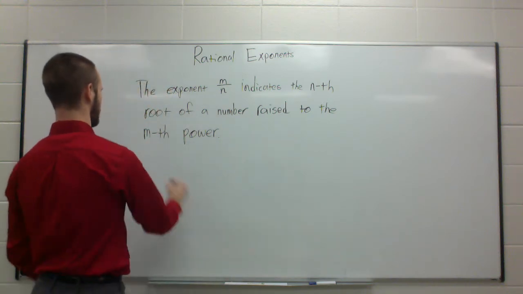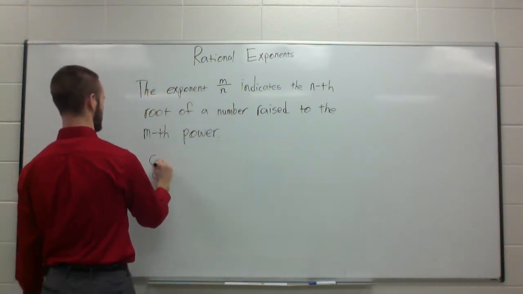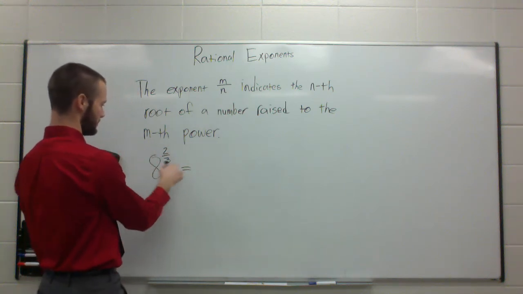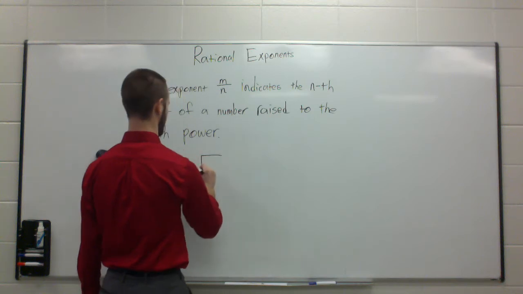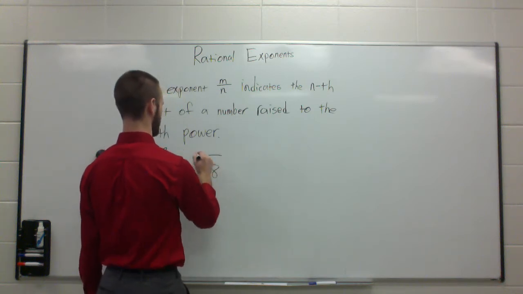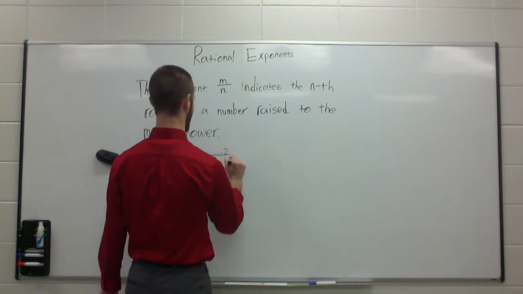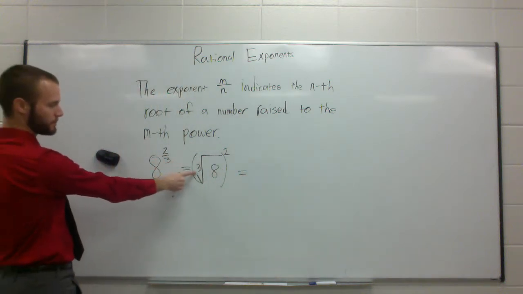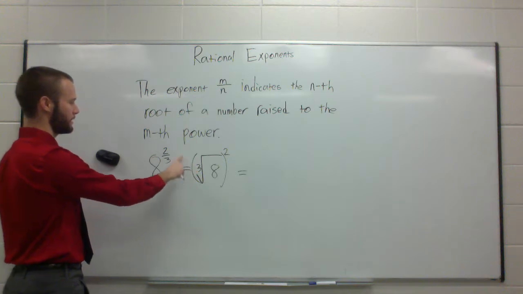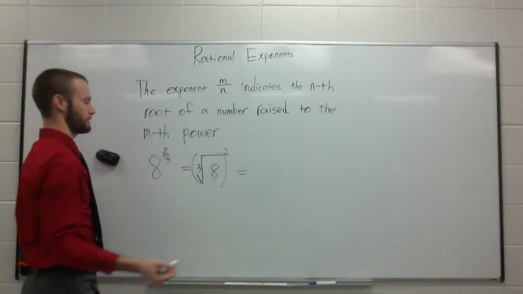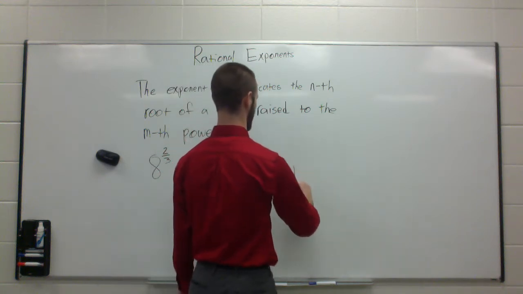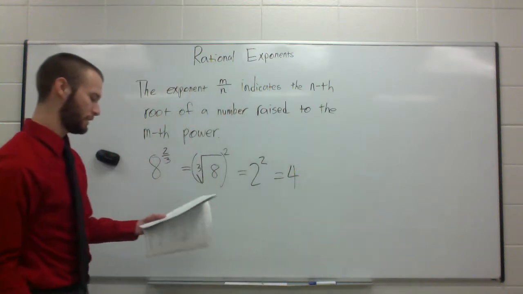So, for example, 8 to the power of 2/3 is the cube root of 8 to the 2nd power, right? So the denominator becomes the index for the radical, and the numerator becomes the exponent. And the cube root of 8 is 2, so this is 2 squared, which we know is 4, right?